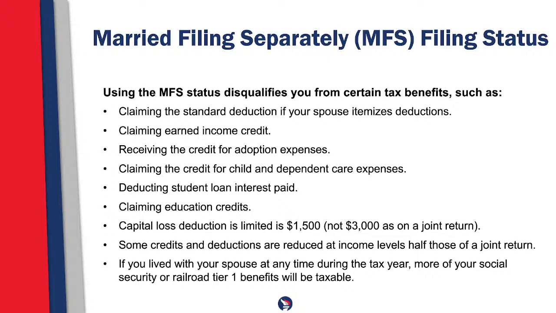If you lived with your spouse at any time during the tax year, more of your Social Security or Railroad Retirement Tier 1 benefit will be taxable. That's something that we're going to talk about in the second part of today's lecture. Well, no, that's not today's lecture. I think it's tomorrow's lecture. But if you lived with your spouse at any time, even one day, your Social Security will automatically be taxed at the maximum rate at married filing separately.